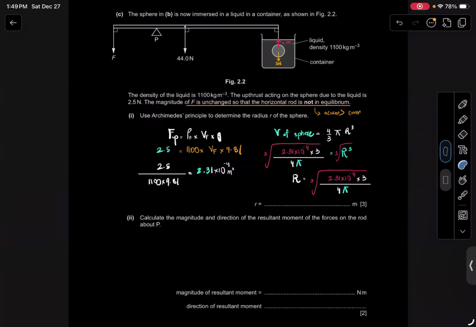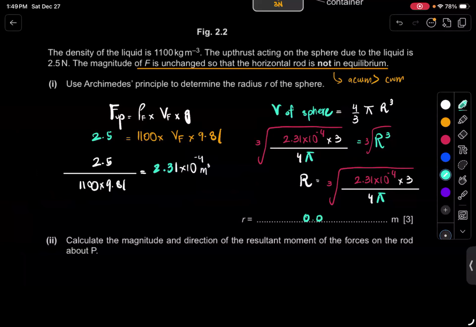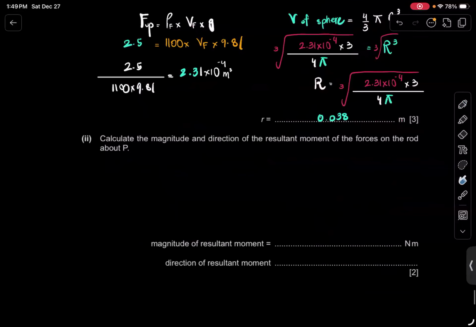2.31 into 10 to the power minus 4 into 3, over 4 pi, under the cube root. So this is 0.038. So that's the radius of the sphere. Great. Okay.